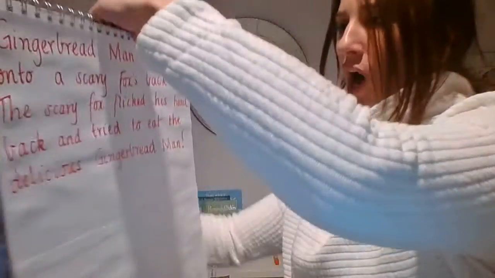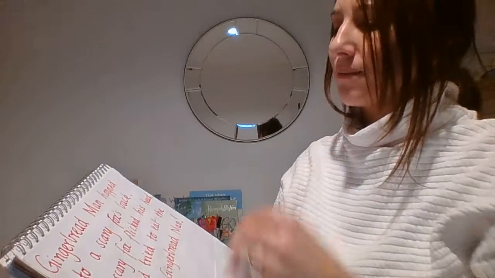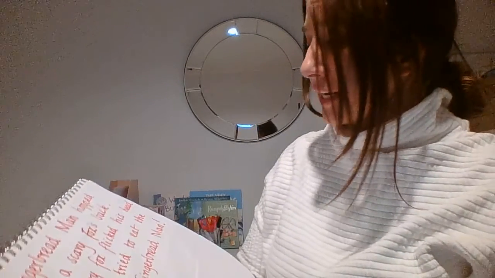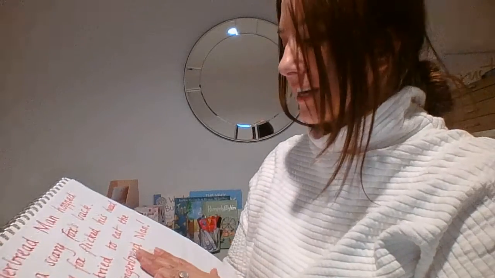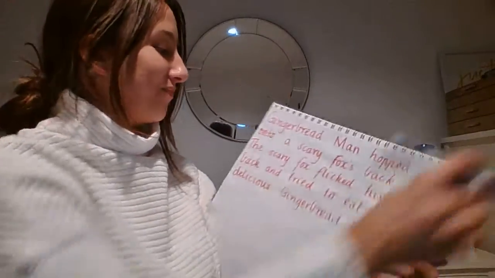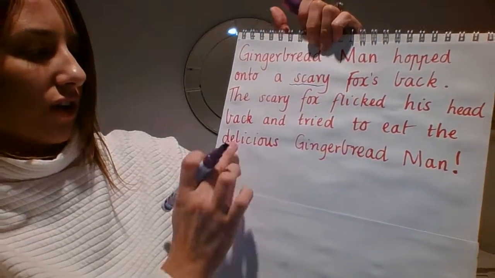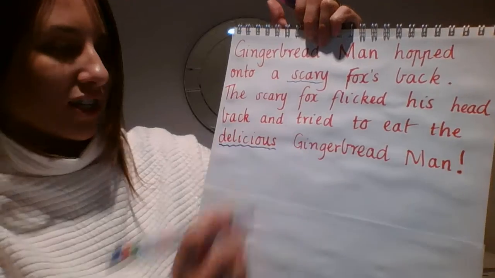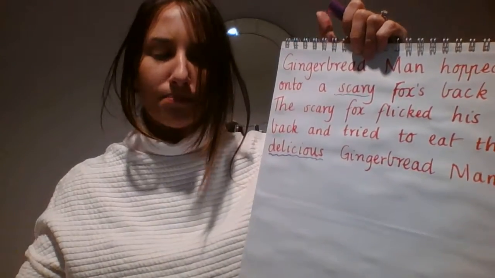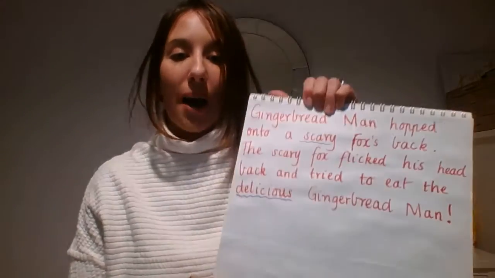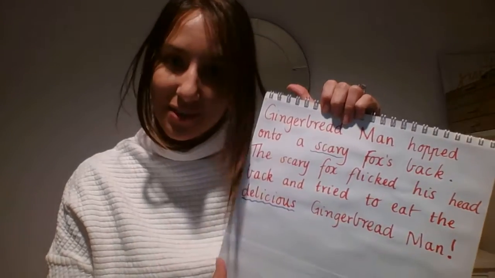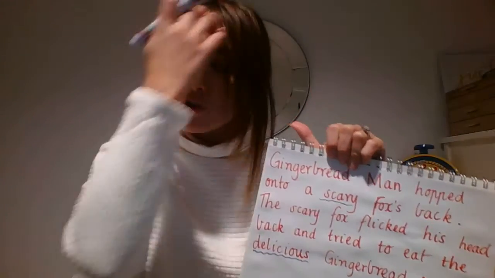The gingerbread man hopped onto a scary fox's back. The scary fox flicked his head back and tried to eat the delicious gingerbread man. Ooh, okay, so I've actually used another adjective here. I've used a couple. I've described the fox as scary, and I've described the gingerbread man as delicious. All right, everyone wants to eat him. Now it's time to move on to the end, where we speak about the events that took place at the end of the story. Okay?